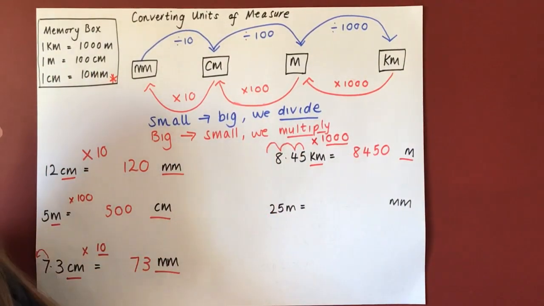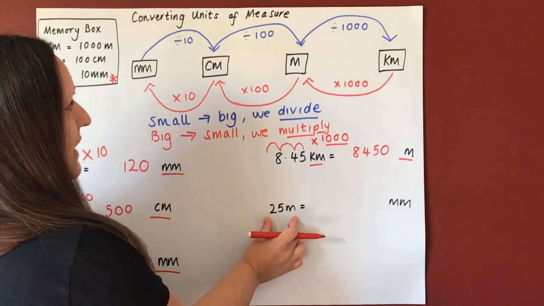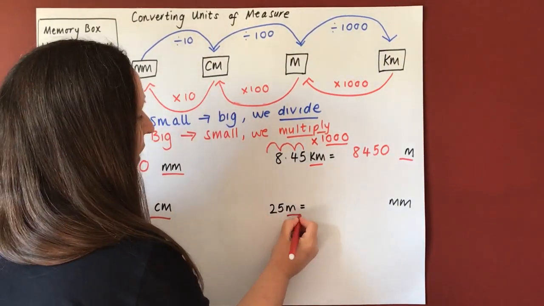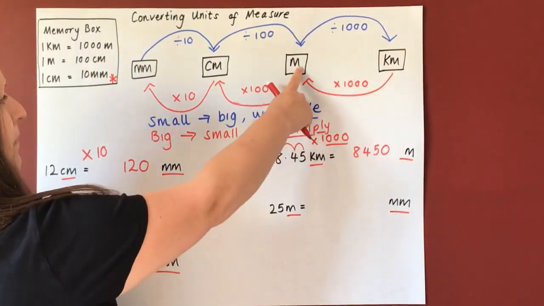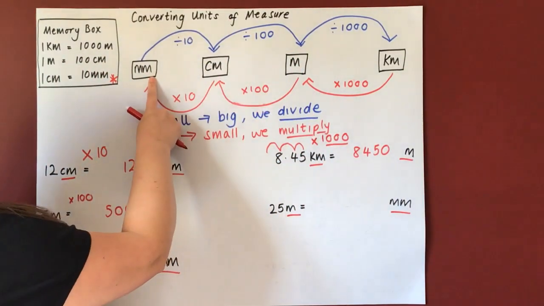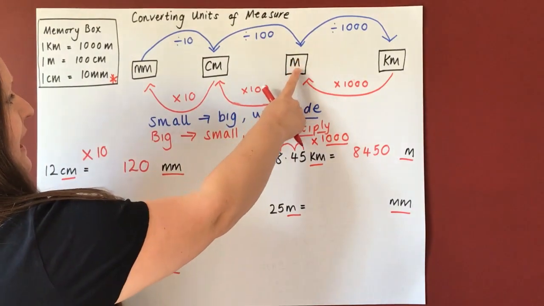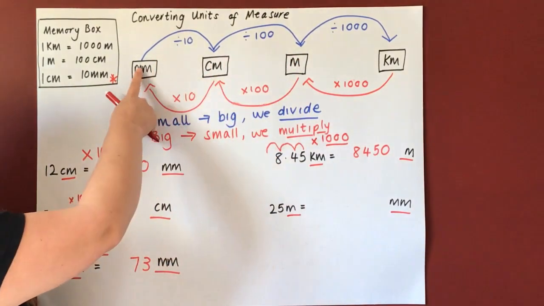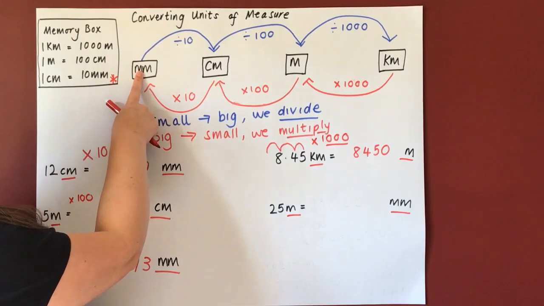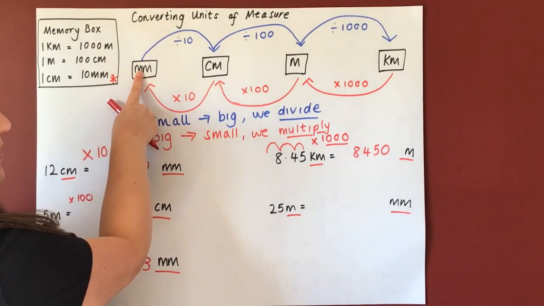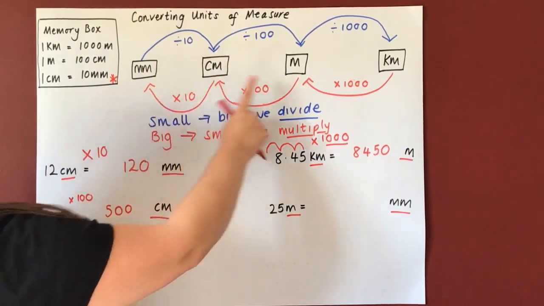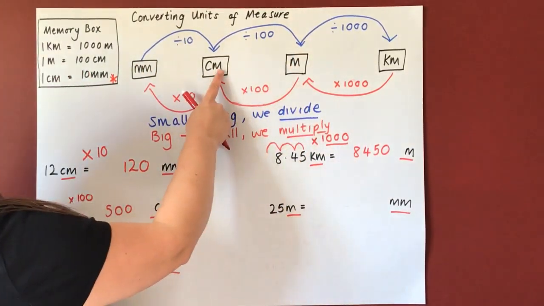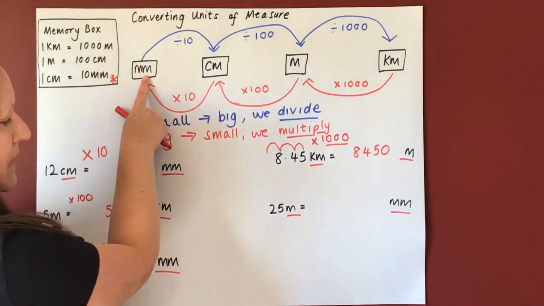The next one is trickier, and we need to think of it in a slightly different way to the ones we've covered before. We have 25 metres, and we need to get to millimetres. So metres to millimetres. Now you can see there's clearly a bigger gap than the ones that we have covered before. So we need to do this in 2 steps, a slightly different approach. We can't just skip the centimetres, we have to go through to centimetres before we can convert to millimetres.